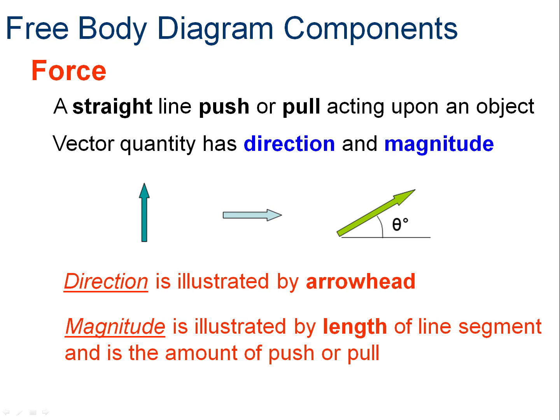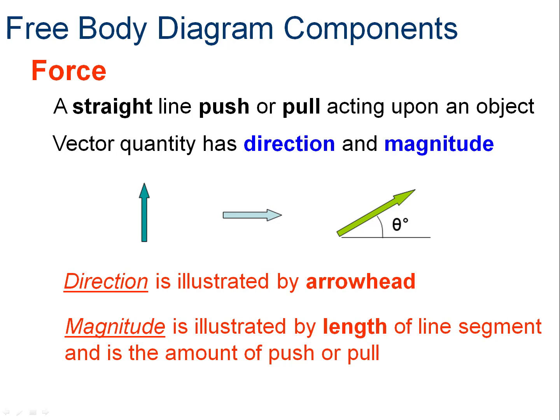So when we talk about a free body diagram, we've got to talk about some of the components that go into it. We've talked about the component itself or the element itself that we isolate, but the forces that act on that we can break down into a straight line push or pull, which is a vector quantity. Remember that a vector quantity differs from a scalar in that it has direction and magnitude. The direction is always shown by the arrowhead.